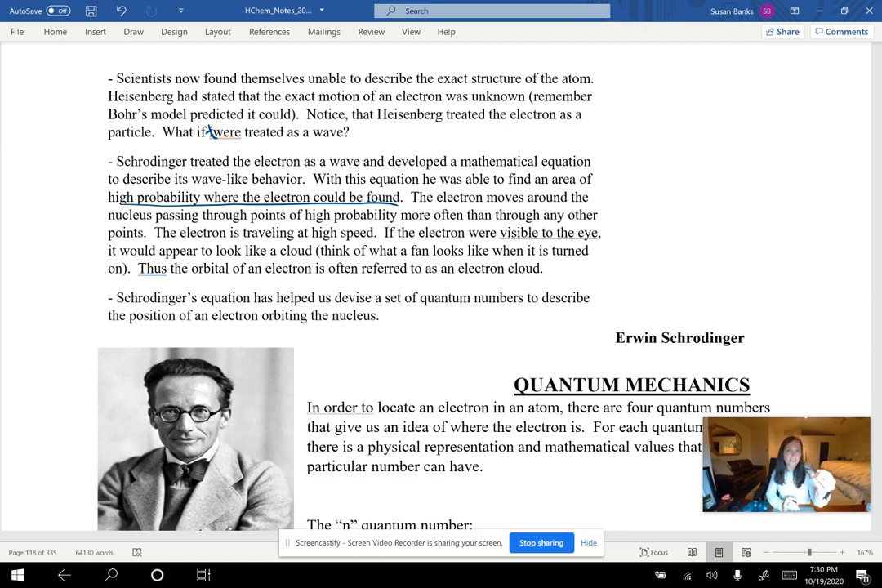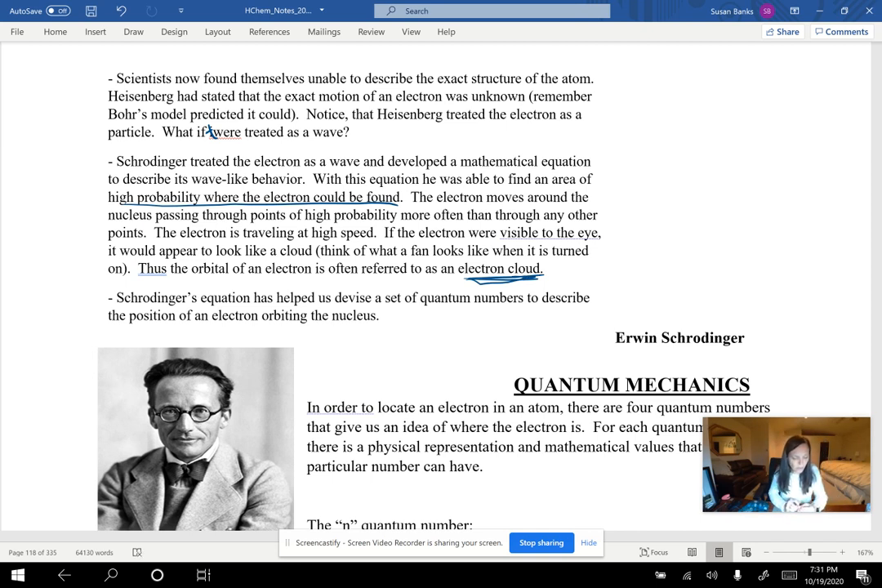Okay, think about what a fan looks like when it's going really fast. You can't see the individual slats or blades on a fan when it's going. It looks like a blur. So the electron's going to look like a blur as well. It's going to look like a cloud. Thus, the orbital of an electron is often referred to as an electron cloud. So we have currently an electron cloud model.